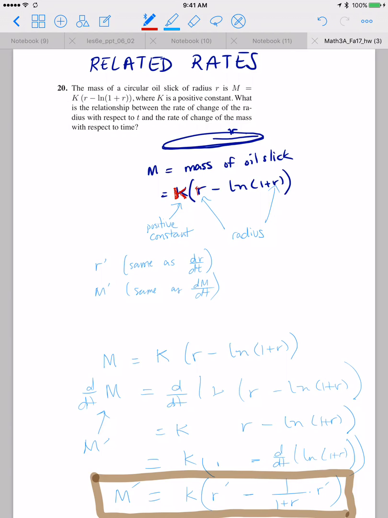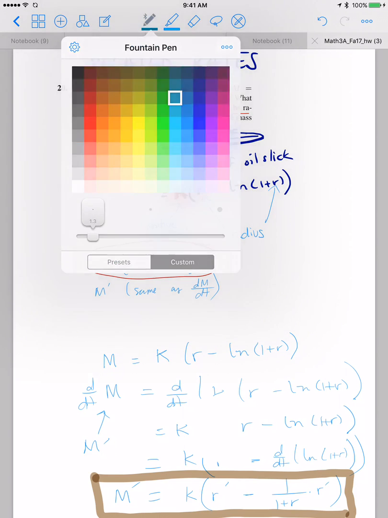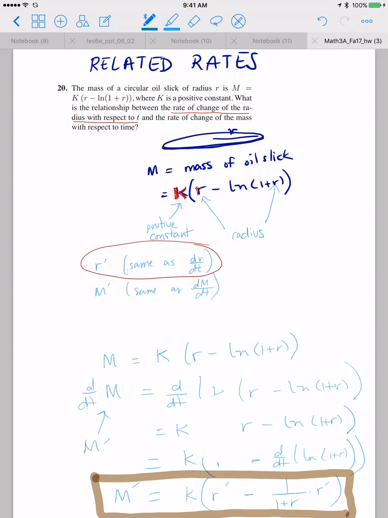The question here is what's the relationship between the rate of change of the radius with respect to time, which is the same thing as r prime, right? So dr/dt. And then the other quantity that we're looking at is the rate of change of the mass with respect to time. And that's going to be m prime, which is the same thing as dm/dt.